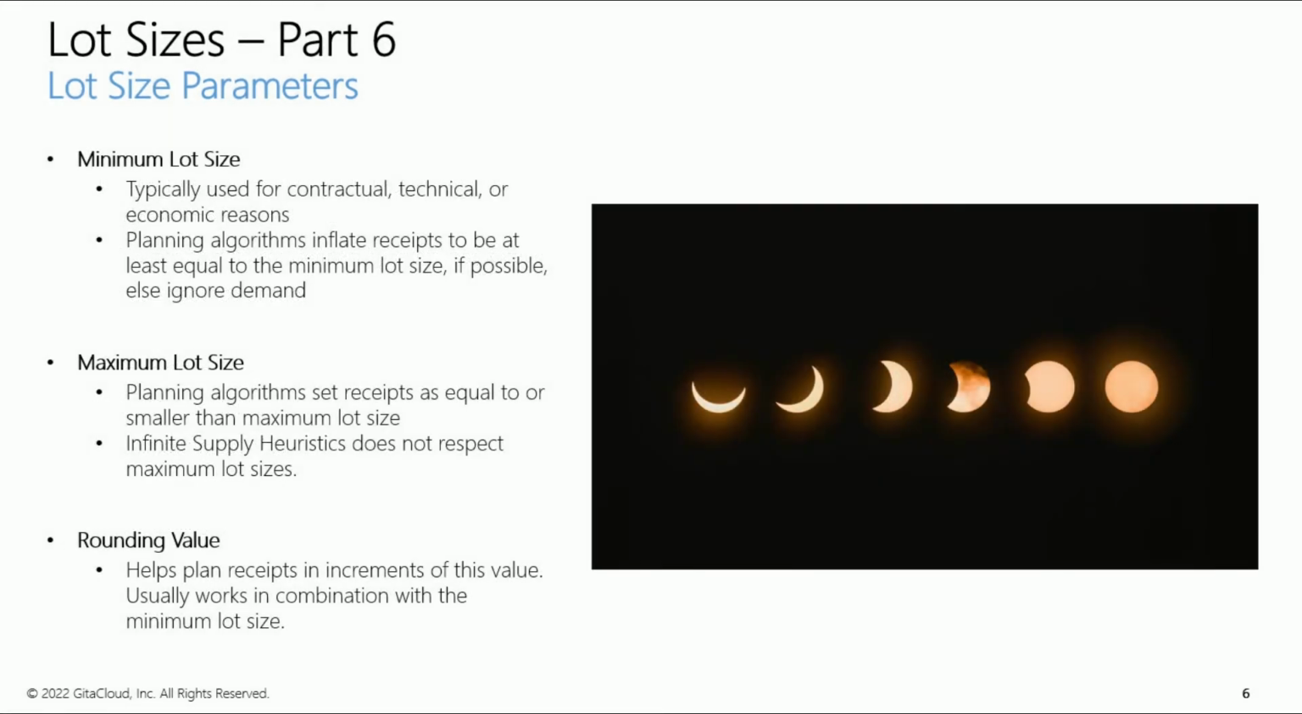Minimum lot sizes generally make sense to model to cover contractual obligations or to meet commercial viability thresholds. IBP inflates receipts to get to this minimum lot size, whether for transportation or production purposes. IBP can only do this if enough capacity and raw materials exist to support this inflation of demand in case of supply optimizer or finite supply heuristics.